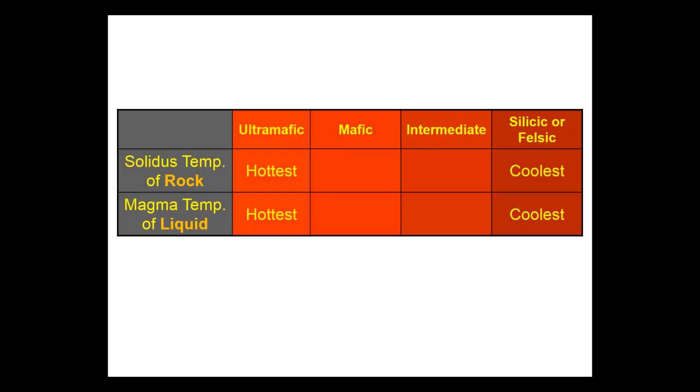Now, we've already talked about how the process of partial melting results in a liquid that is one step more silicic than the host rock. So in other words, we can show that on this diagram with arrows which connect the temperature, the kind of rock, with the composition of the liquid that's produced by partial melting.